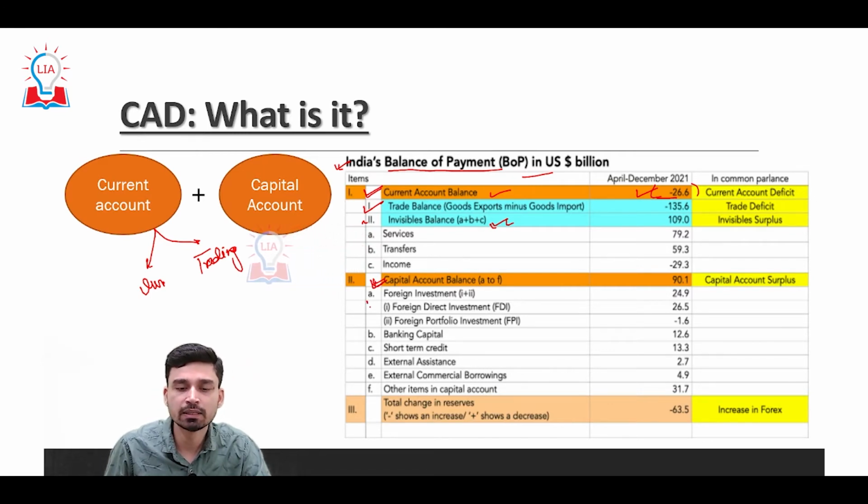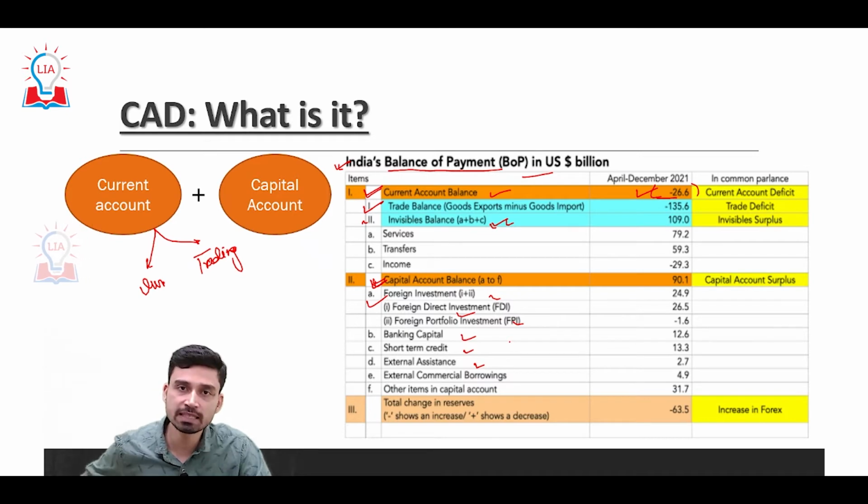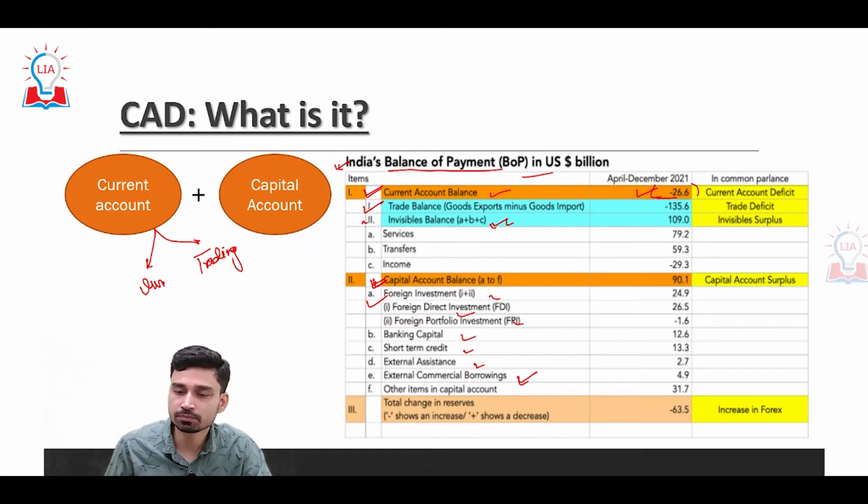It is the sum total of foreign investments in India: foreign direct investment and foreign portfolio investment. Apart from that, the banking capital, short-term credit that has flown to India, the external assistance given by foreign companies as well as foreign governments to India, as well as the external commercial borrowing by Indian companies. And in this, India currently has a surplus.